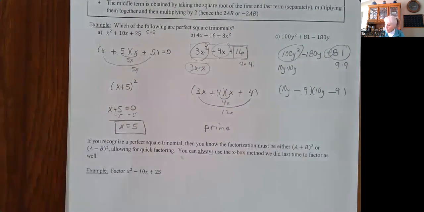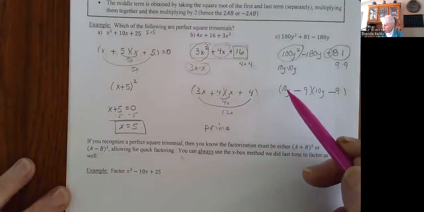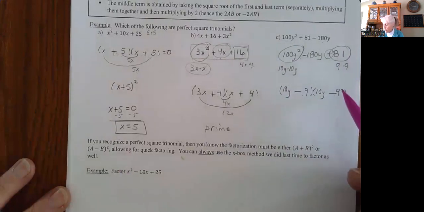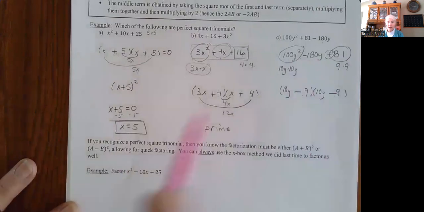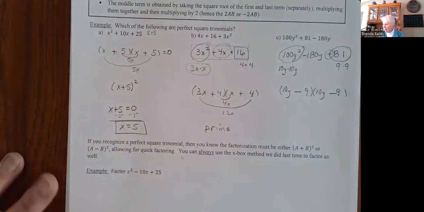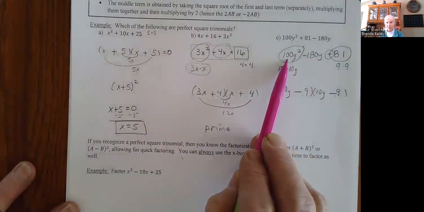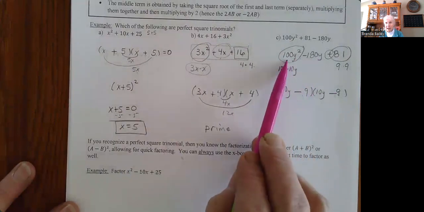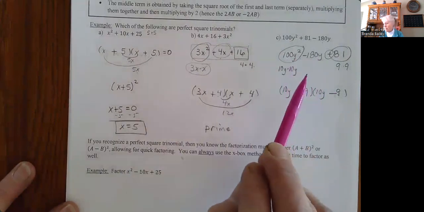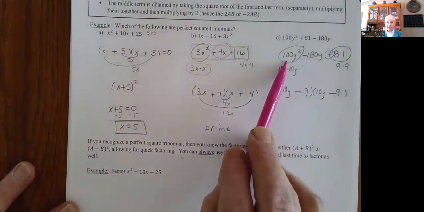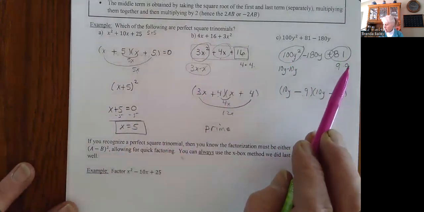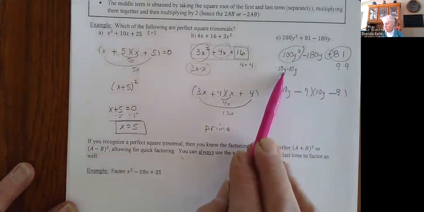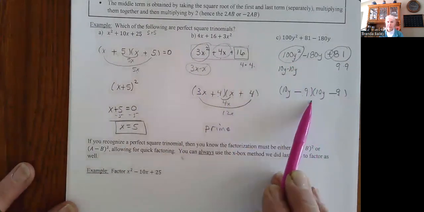If you can recognize that something times itself gives you this, and something times itself gives you this, then try this and see if you get the middle term. Otherwise, this would be a nightmare. You'd have to try 50 times 2, 25 times 4. It's endless. So you're hoping that this does work. And chances are, if something times itself gives you this and something times itself gives you this, this is going to be the factoring of that.